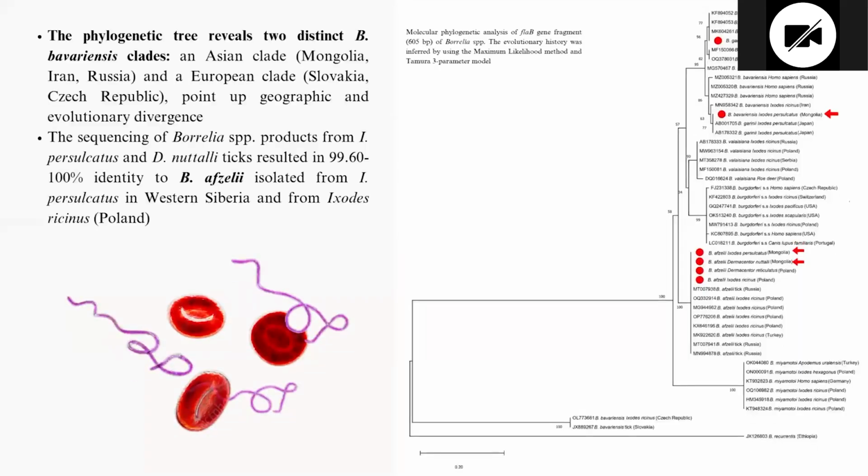And here we have the phylogenetic trees for Borrelia. This tree reveals two distinct Borrelia bavariensis clades, an Asian clade and a European clade. The Borrelia bavariensis we discovered clustered together with other strains from Iran and Russia, and this still requires further analysis. Borrelia afzelii clustered together with other Borrelia afzelii isolated from Ixodes persulcatus in Western Siberia and from Ixodes ricinus from Poland.